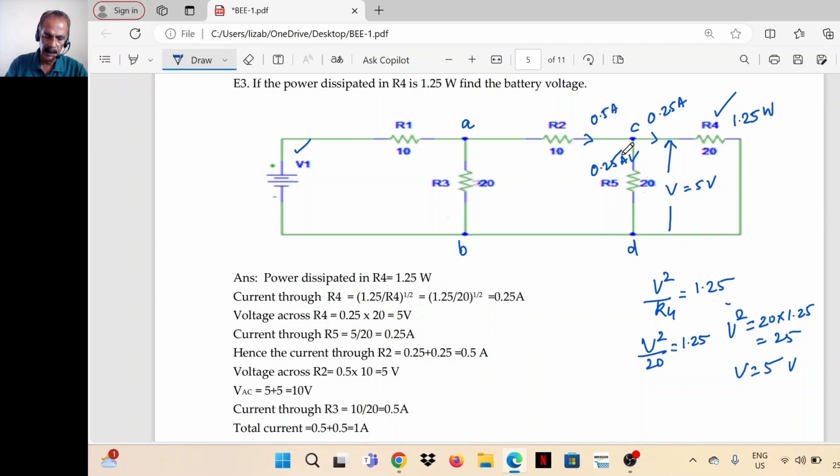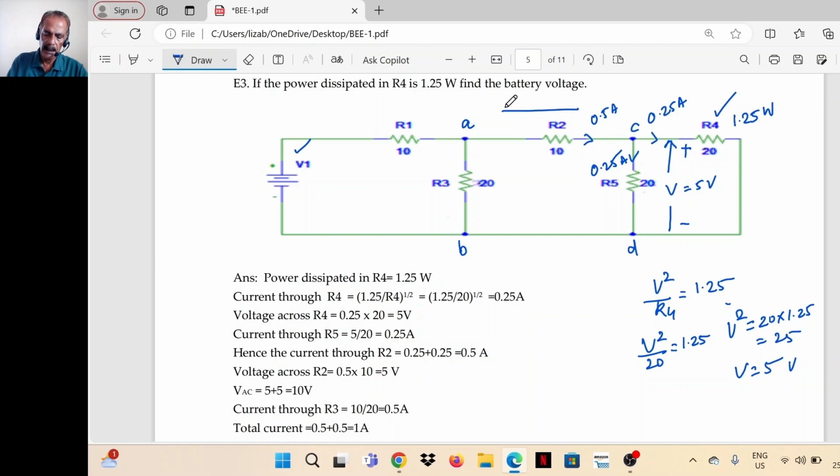Since the battery polarity is here, the current must be flowing in this direction only. So this is the positive. So point C is positive with respect to D. The potential difference is 5 volts. Now current through R2 is 0.5 ampere. Value of R2 is 10 ohms.